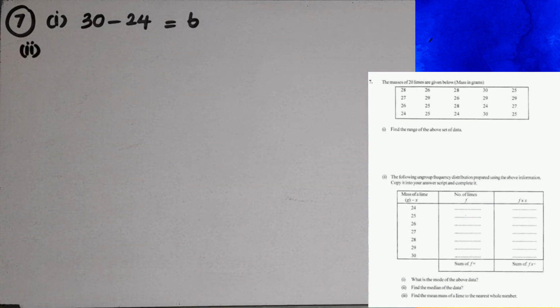Second part, the following ungrouped frequency distribution is prepared using the above information. Copy it in your answer script and complete it. We can complete the frequency distribution like this. The F column, frequency column, can be filled like this, and then the Fx column. Fx means the multiplication of frequency and x values. So it can be filled like this. Then the sum of f is 20. Then the sum of fx is equal to 535.